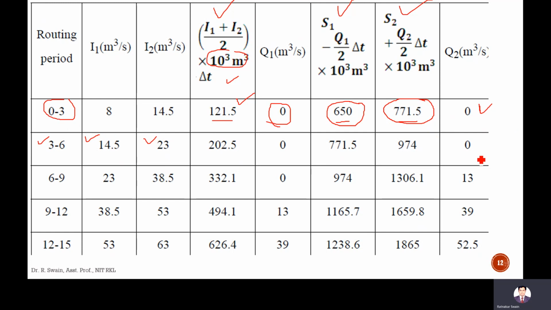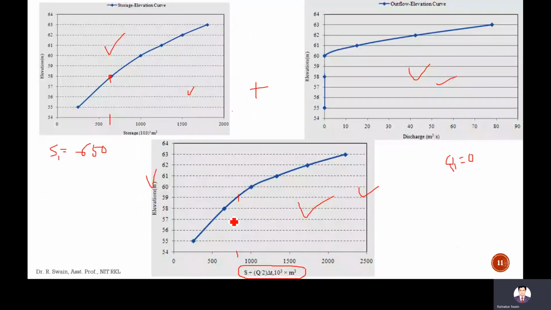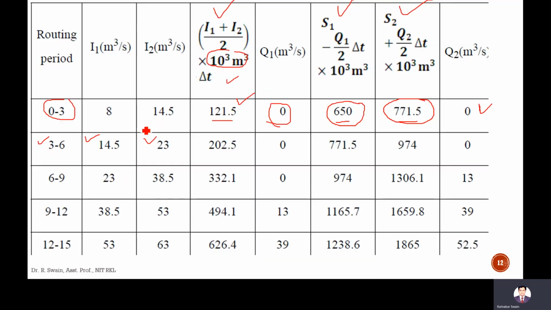Okay, what was the elevation? You can obtain something like 59 or so. So at that point Q1 is 0. Here it is 0. Okay, and S1 we can determine. S1 is obtained, it will be nearly 771. This value, 771.